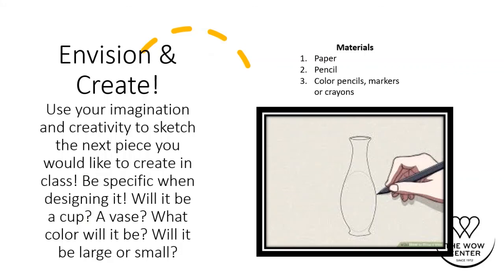Envision and create. Use your imagination and creativity to sketch the next piece you would like to create in class. Remember to be specific when you're designing it. So let us know if it's going to be a cup, a vase, what color it's going to be. Do you want it to be big or small? Okay, the materials for this assignment are paper, pencil, and either color pencils, markers, or crayons, whatever you have on hand at home.